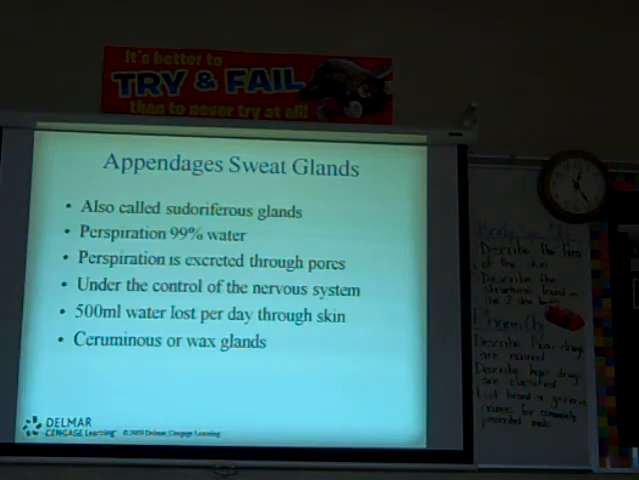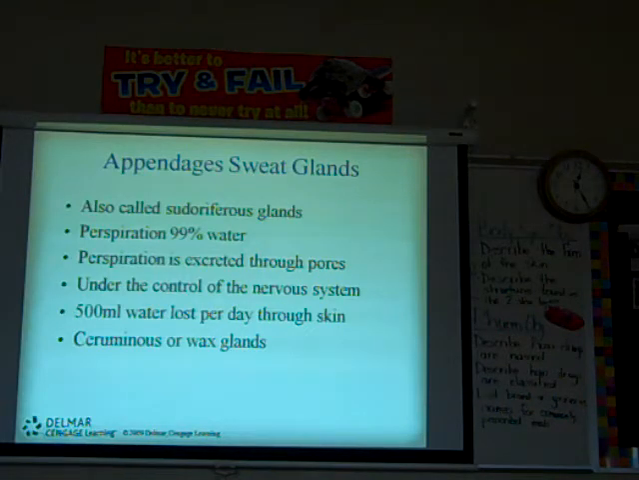Moving along. Sweat glands are called sudoriferous glands. It's kind of a fun word to say. Sudoriferous. Perspiration, or our sweat, is 99% water and 1% impurities, or the actual oil or the salt. Perspiration is excreted. It goes out through your pores. Which layer are the sweat glands in, Lauren? Very good. They're in your dermis.